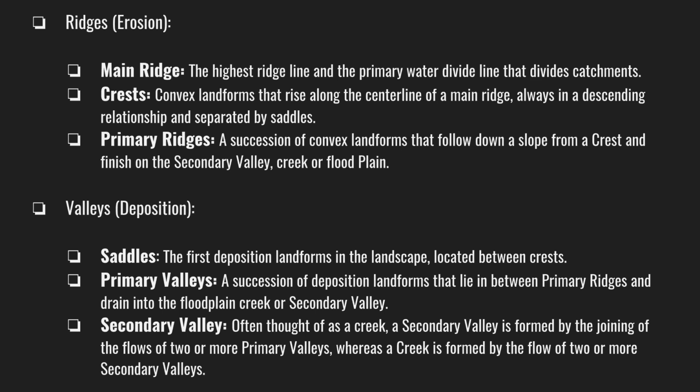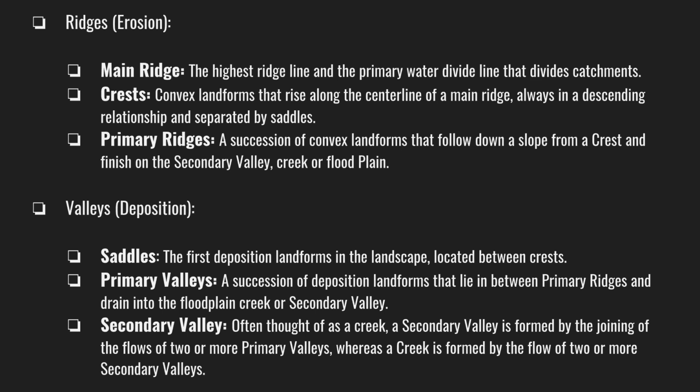Along the length of a main ridge, there are crests, which are basically just protrusions that rise along that center line, and they always have a descending relationship as they go along the length of a main ridge, and they are separated by saddle formations. Then the third type of ridge lines are called primary ridges, which follow down the slope stemming off of a main ridge until they reach a secondary valley, a creek, or a floodplain.